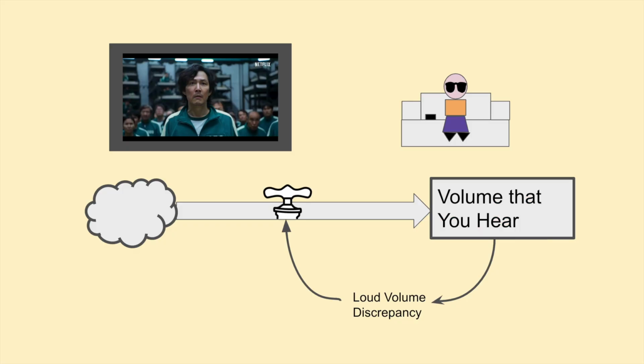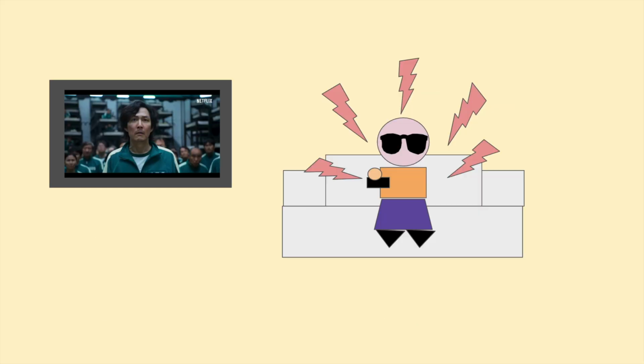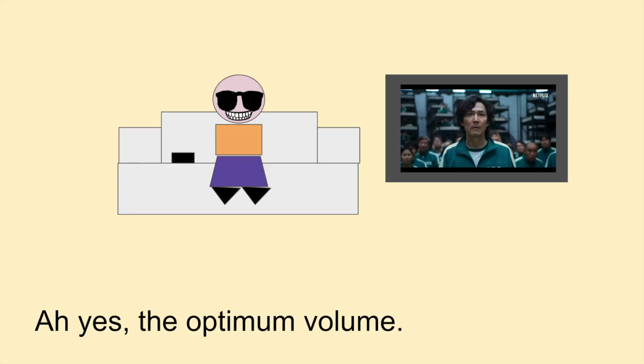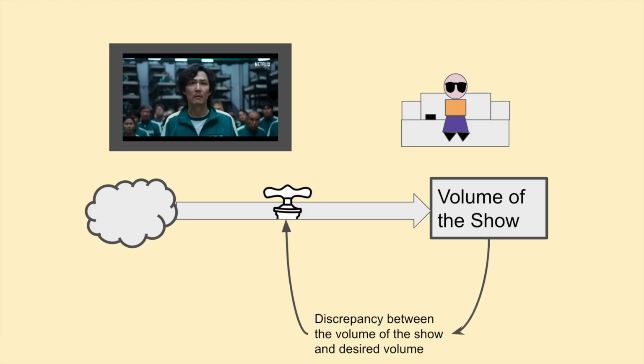The opposite is true when that scene ends and you can barely hear the show anymore. When the volume that you hear is too low, the discrepancy will cause you to act. And clicky click, the volume goes up. Yes, the optimum volume. The goal of this feedback loop is to remain at a stable state, the optimum volume.